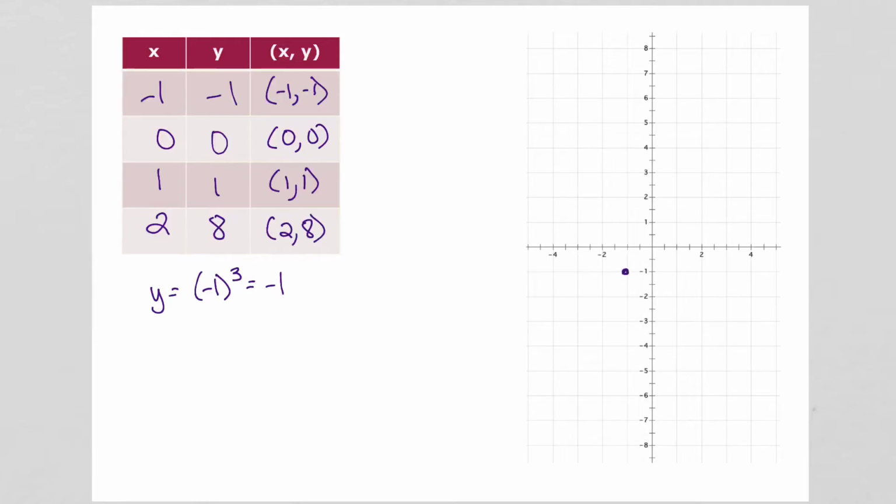So let's go over here and plot these. Looks like a line until we get to that last one. It's actually doing something like this. And since it's symmetric with respect to the origin, that means it's doing the same thing on the other side. So since the point (2, 8) is on the graph, then the point (-2, -8) will also be on the graph. And so that's what it looks like.